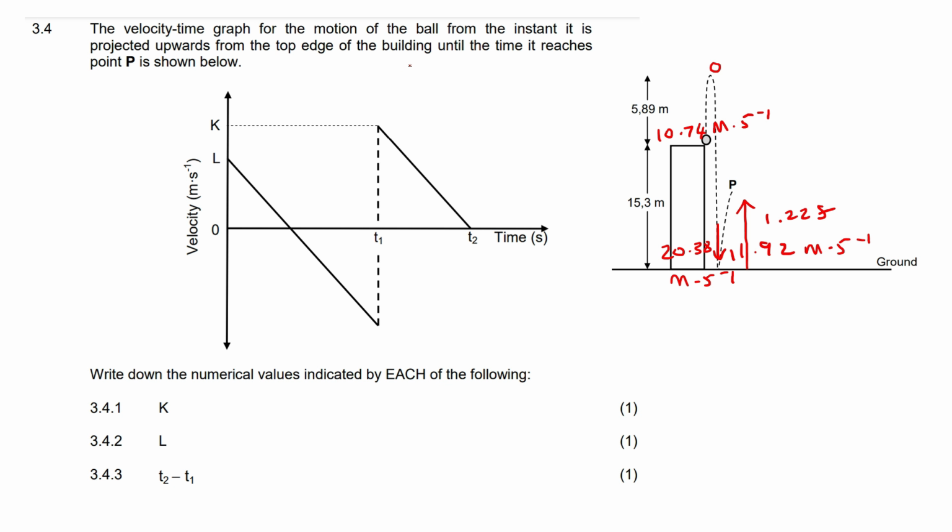The velocity time graph for the motion of the ball from the instant it is projected upwards from the top edge until it reaches point P. So this entire journey has been simplified over here. Write down the numerical values indicated by each of the following. Let's forget about this and just make sense of this over here. We know immediately that the original velocity when we first started was 10.74.